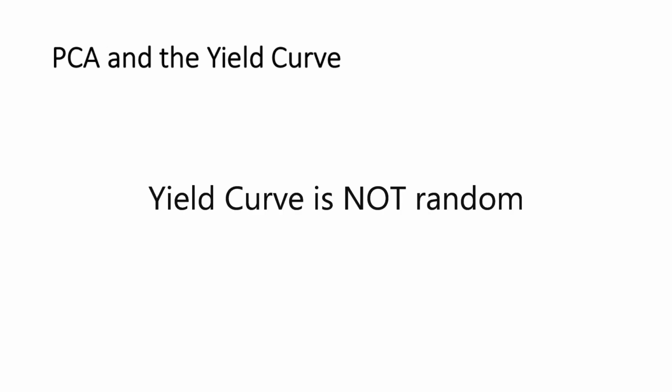So the second application is PCA and the yield curve, or the term structure of interest rates. The yield curve is random. PCA shows us that almost all movements can be explained by just 3 factors.